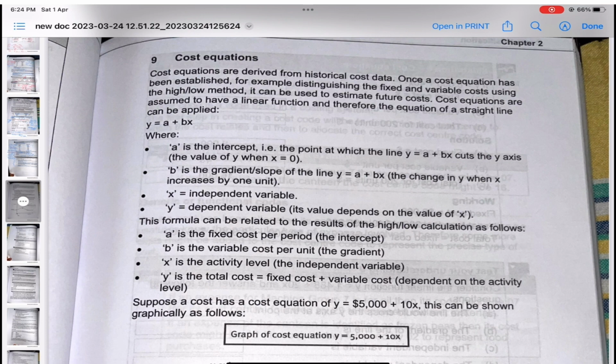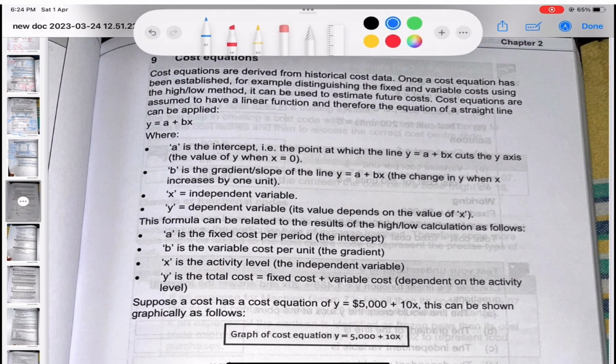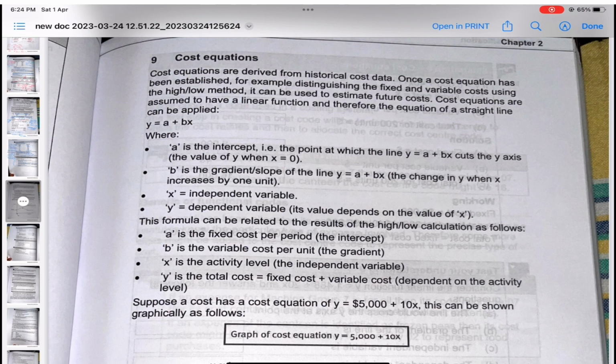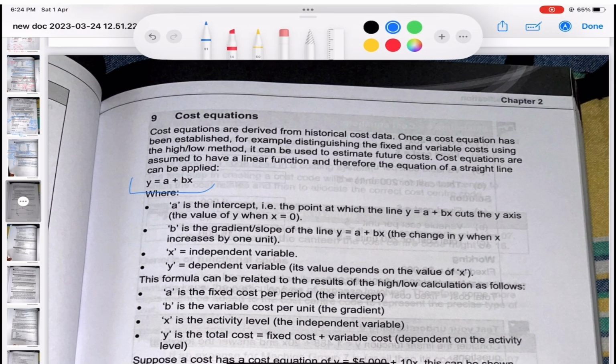Now we come to cost equations. This is literally a first grade concept. You just have an equation where there is a meaning for every variable, and you just need to keep that in your mind. So this is something which we've already done. Y is equal to a plus bx. This is what we've been doing.